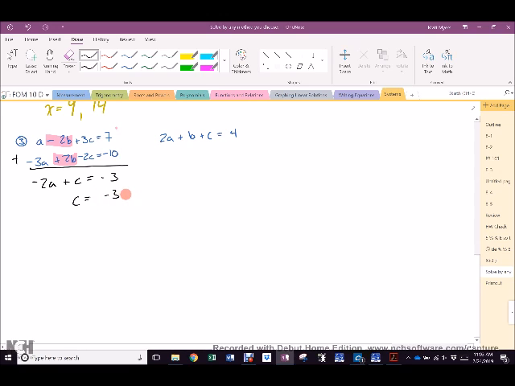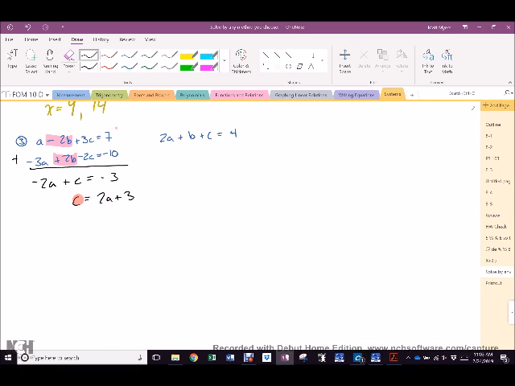Negative 3 plus 2a plus 3, right? Are we happy with this? Everybody follows my thinking there, yes? Okay. Now, up here, now that we have this as c, where can we put that c?